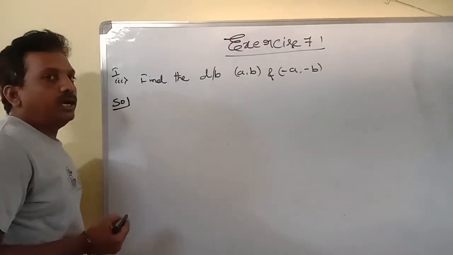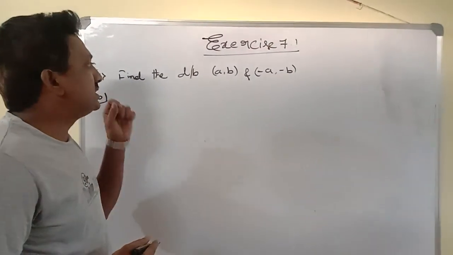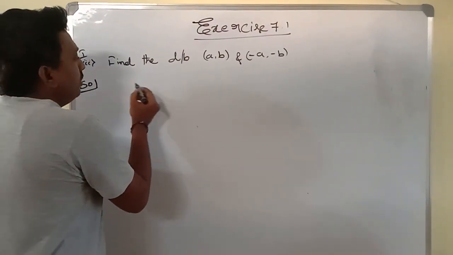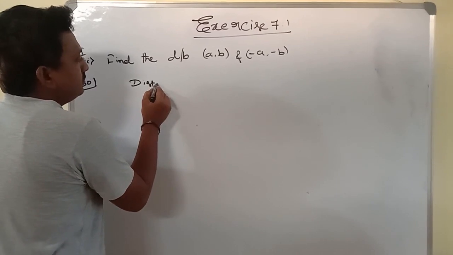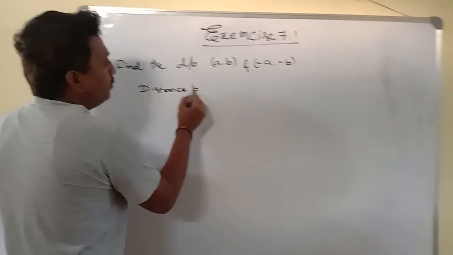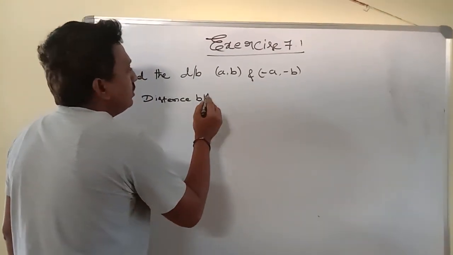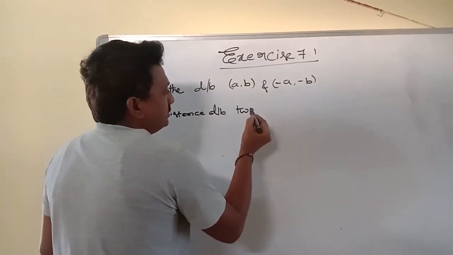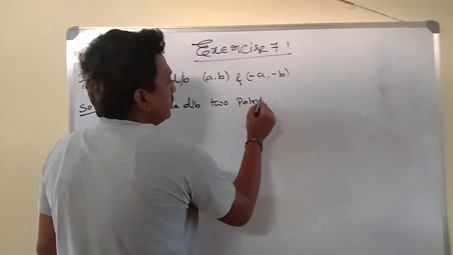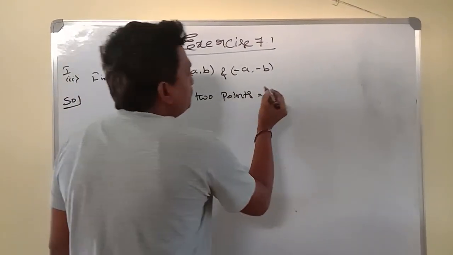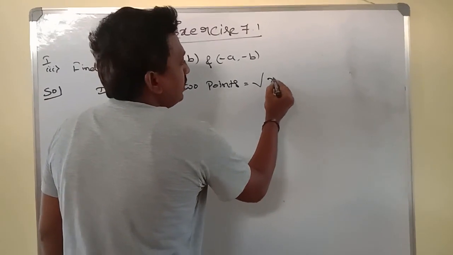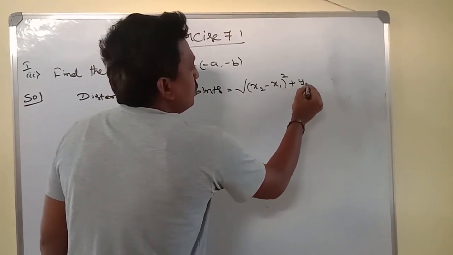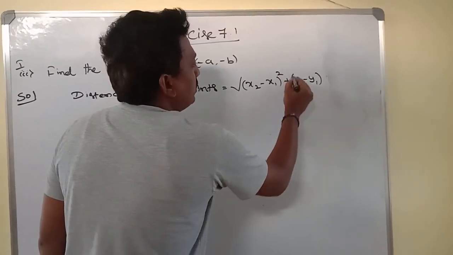Already we know the distance formula between any two points. Distance between two points equals the square root of (x2 minus x1) whole square plus (y2 minus y1) whole square.